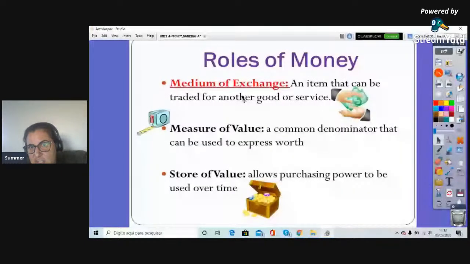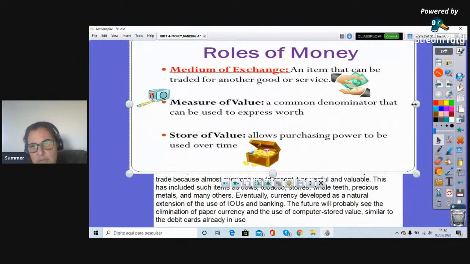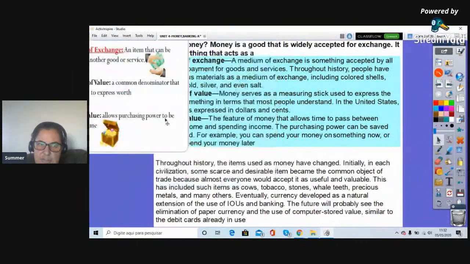Exchange. I can exchange an item for another good or service. This is my medium of exchange. Measure of value. Remember, it's a common denominator that can be used to express what the money is worth. We also have the store of value. It gives you purchasing power. I don't have to spend my salary now. I can put it in the bank account and use it a year later and it will have the same value. So these are the roles of money in our society.